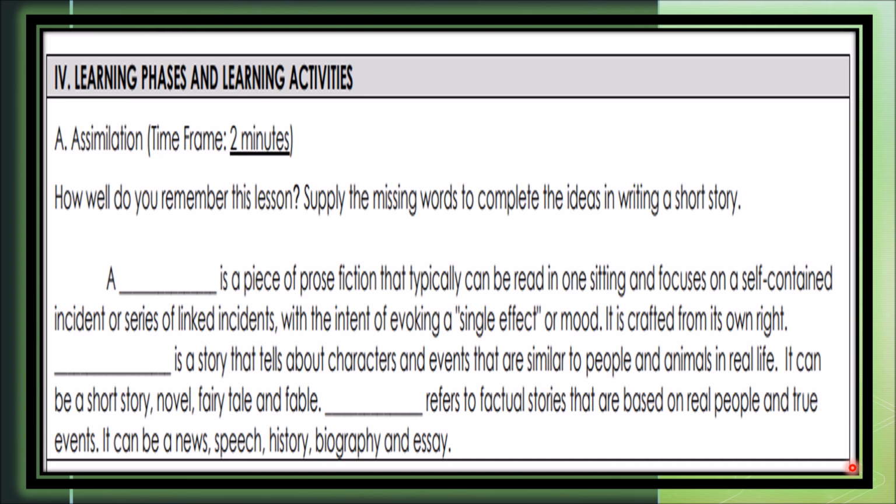Okay, for how well you remember this lesson, you're going to supply the missing words to complete the ideas in writing a short story. Let us read, okay? A blank is a piece of prose fiction that typically can be read in one sitting and focuses on a self-contained incident or series of linked incidents with the intent of evoking a single effect or mood. It is crafted in its own right. Blank is a story that tells about characters and events that are similar to people and animals in real life. It can be a short story, novel, fairy tale, or fable. And blank refers to the factual stories that are based on real people and true events. It can be news, speech, history, biography, or essay.